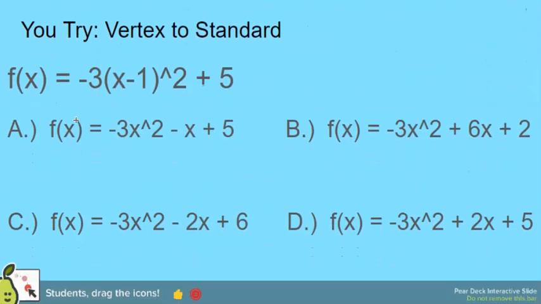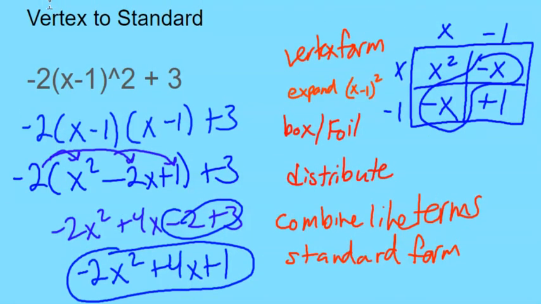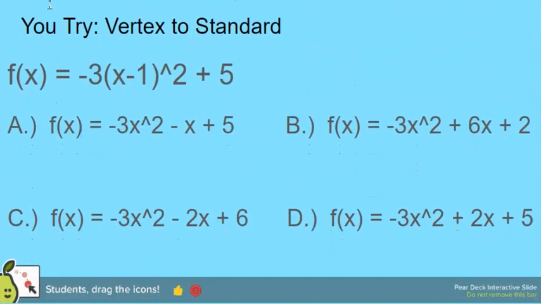Okay, now you try this. Drag the icon to which answer choice you think this is. f of x equals negative 3 times (x minus 1) squared plus 5. Follow the steps from the example and see which one of these answers you get. Drag the icon over which was the answer. The yellow thumbs up over the correct answer, and then the red frown over the answer that definitely is not.